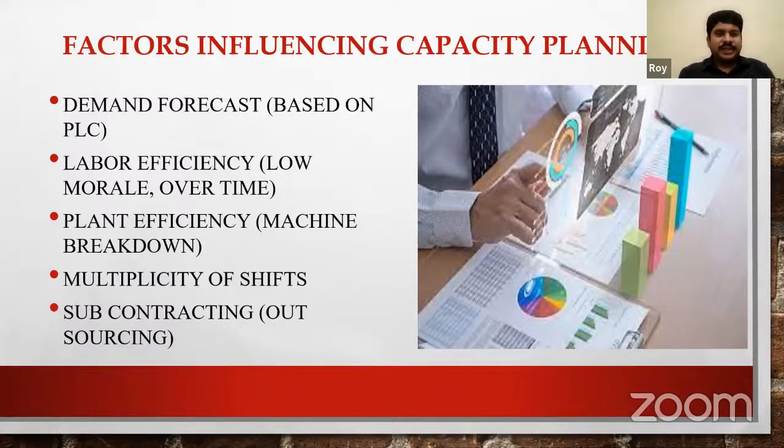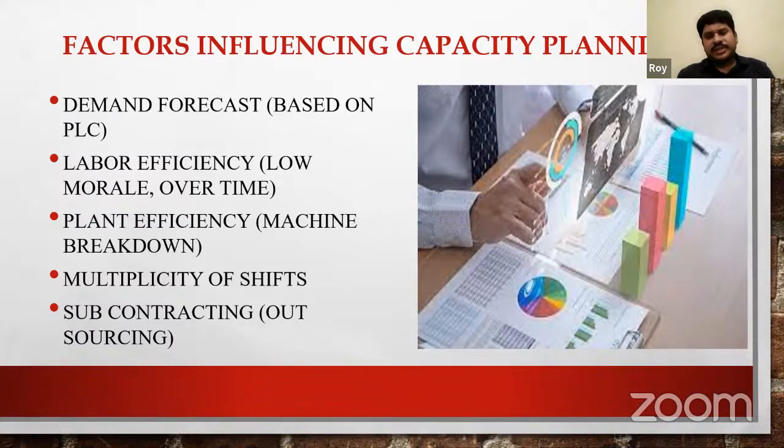Now, second one, labor efficiency. Our efficiency of the labor will not be the same for a longer time. If the labor is not available, then definitely we need to slow down our production process. Next one is the plant efficiency. We cannot assume that the machines we have now will work continuously in the same way. There will be breakdowns, repairs, replacements, and maintenance. During maintenance, we need to hold the total production process. A lot of things will affect it.